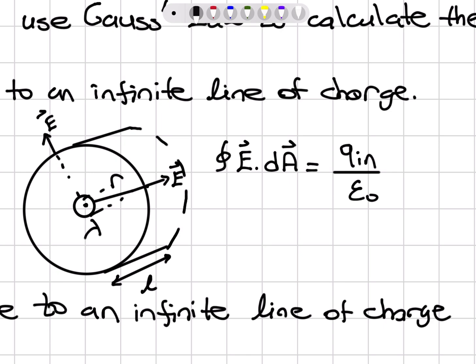electric field times the surface area. What's the surface area of the cylinder? 2 pi r times L. So E times 2 pi r L, where L is the length of the cylinder, is equal to the charge enclosed, which is the linear charge density lambda times the length L, divided by epsilon 0.